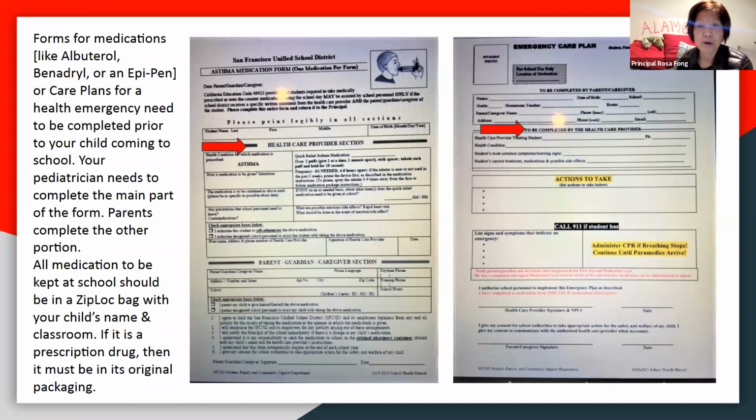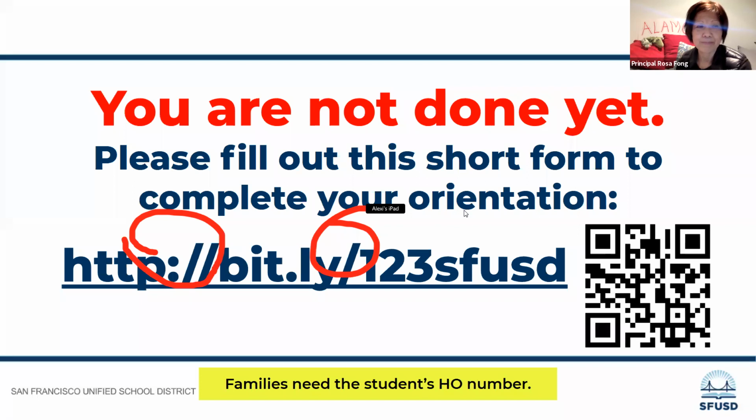This is for our students who have specialized medical support that they need. This is what we call our emergency medication form. You are not done yet, okay? So this is very important.